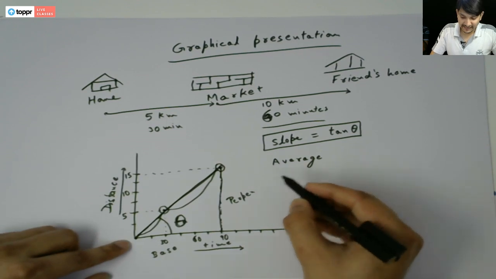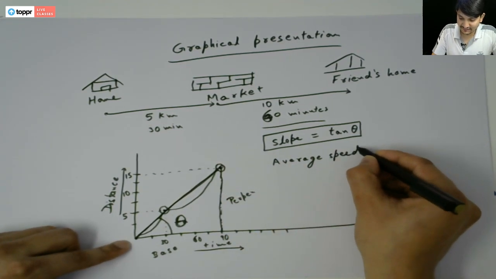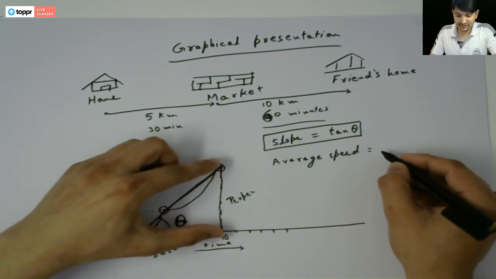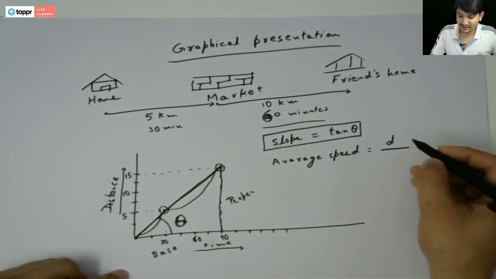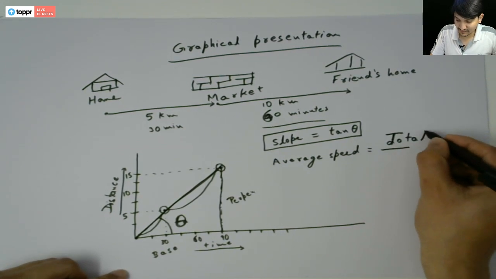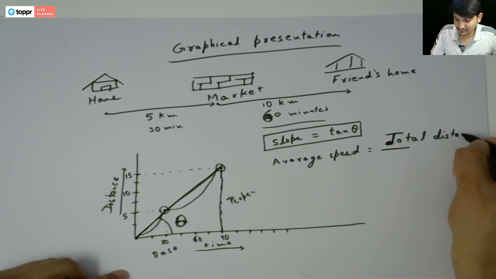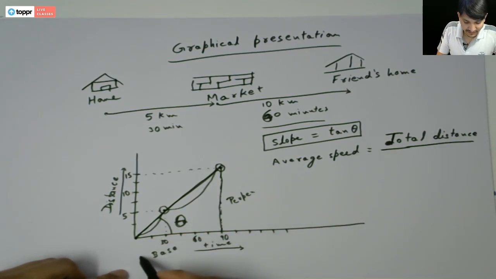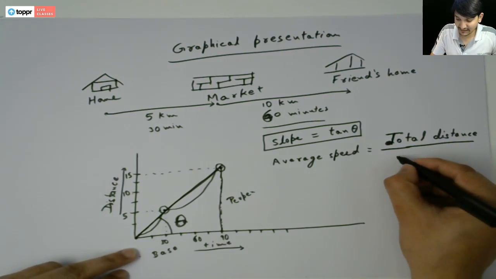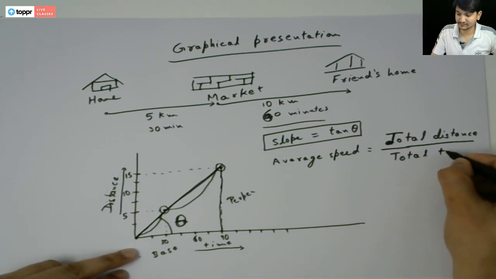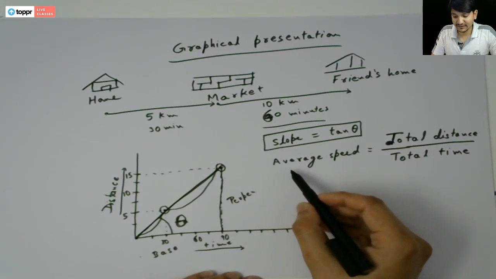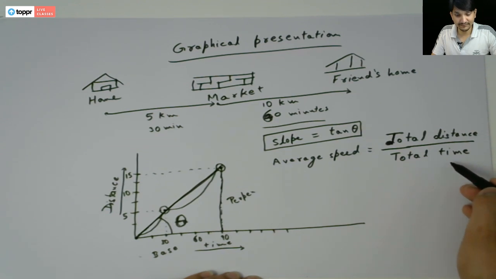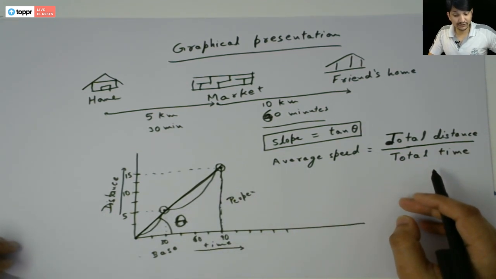So here the average speed is given by the net slope, which equals the distance covered, or the perpendicular distance here, or say the total distance covered, divided by the base. This base is the total time. So here we reached our formula: average speed equals total distance by total time, using the graphical method, using the graphical presentation of distance versus time.